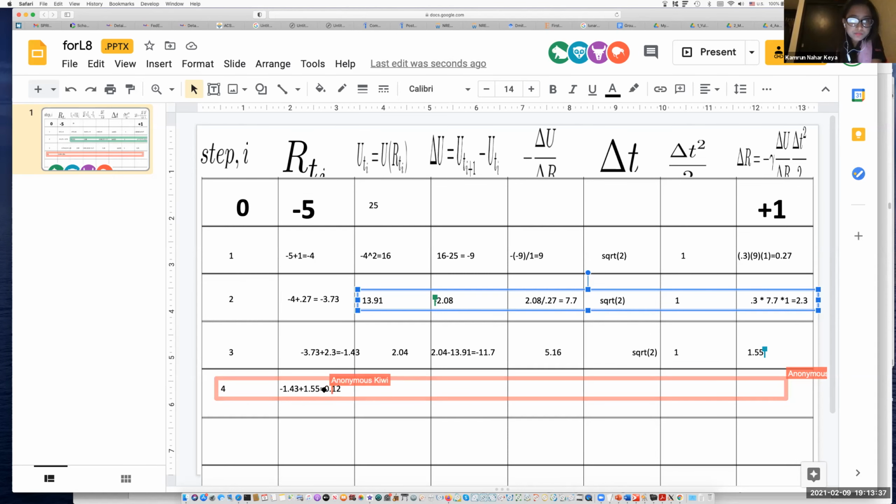0.12. So let's make a little stop, but we will continue in a second. Please join me in looking at the second column. We started from -5, then we went to -4, then -3.7, then -1.43, and now we got to positive, and we are really close to 0, right? We are approaching in the right direction, and you see that we jumped over 0 to the opposite side. Okay, let's continue.